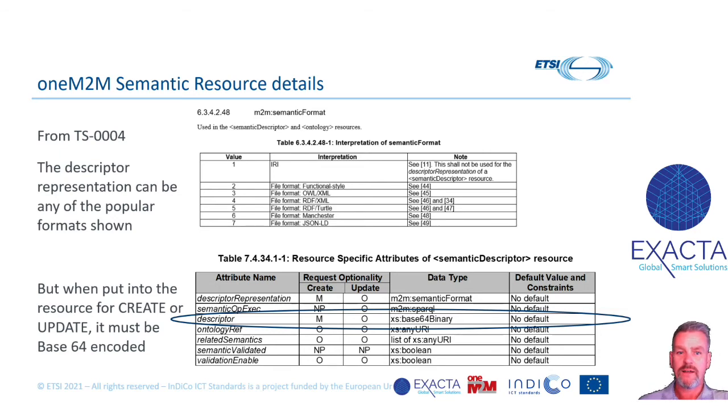On the previous slide, the semantic description was provided in RDF Turtle format. oneM2M supports other formats as well, such as OWL XML, RDF XML, JSON-LD, and Manchester. Whichever format is used, when the semantic description is provided in a oneM2M primitive, the attribute that contains the description, descriptor is the name of that attribute, is required to be in base 64 format. Additionally, the underlying format used must be provided as well.